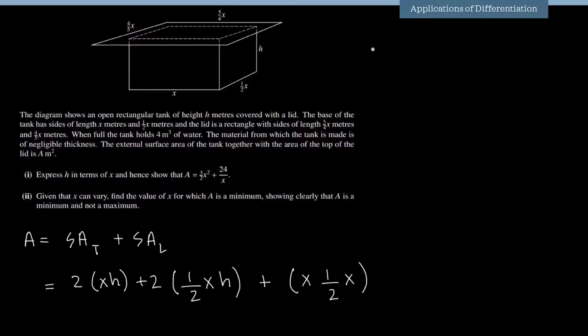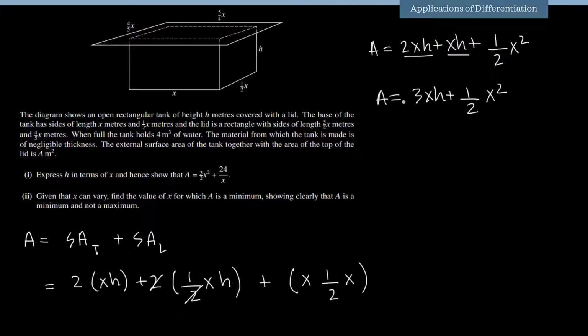Simplifying this equation would give me the area is equal to 2xh plus 2 divided by 2 is 1, so plus xh plus x times half x is half x square. 2xh plus xh is 3xh, so the area is equal to 3xh plus half x squared. Right now this area is in terms of x and h. The equation that I need to show this in is in terms of x only.